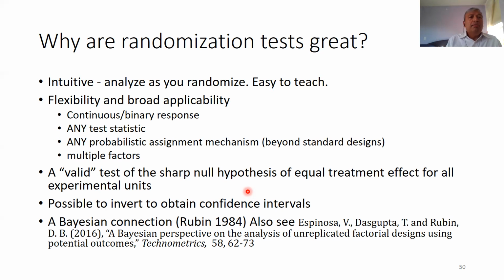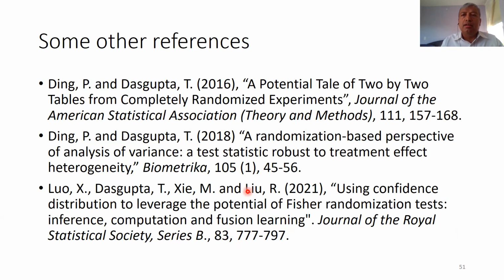It has a flexibility and broad applicability in the sense it can be adapted with any response, whether it's continuous or binary or ordinal. You can use any test statistic. You can use any probabilistic assignment mechanism beyond standard designs. You can extend it to multiple factors. And you could establish theoretically that it is a valid test of the sharp null hypothesis of equal treatment effect for all experimental units. You can invert these tests to obtain confidence intervals, which have frequentist properties. And then you also could extend this to a Bayesian framework where you can come up with different kinds of inference on finite populations and larger superpopulations from which these individual observations can be thought of as random samples.